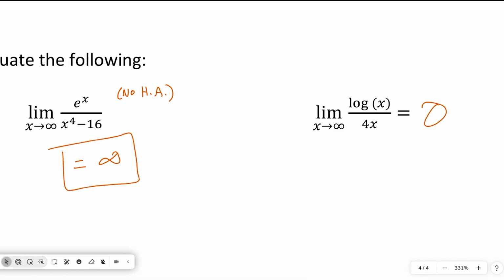So you see how there's not really any work to show here? You just identify what's growing the fastest, and then it's either going to be plus or minus infinity, 0, or the ratio of the leading coefficients.